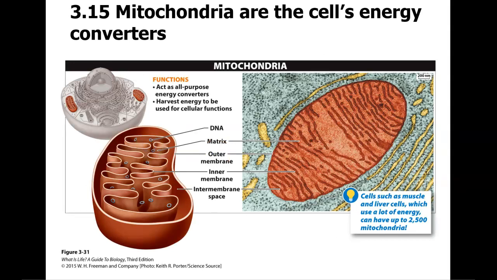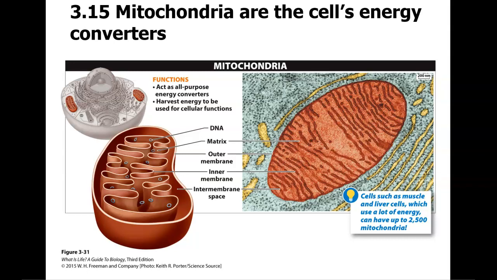Next, going to our organelle, which is referred to as the mitochondria. This is going to be the cell's powerhouse. It's shaped kind of like a kidney bean that you see here, and often referred to as a sac within a sac. Its function is to act as the energy converter inside of the cell, and it harvests energy to be used in cellular functions.